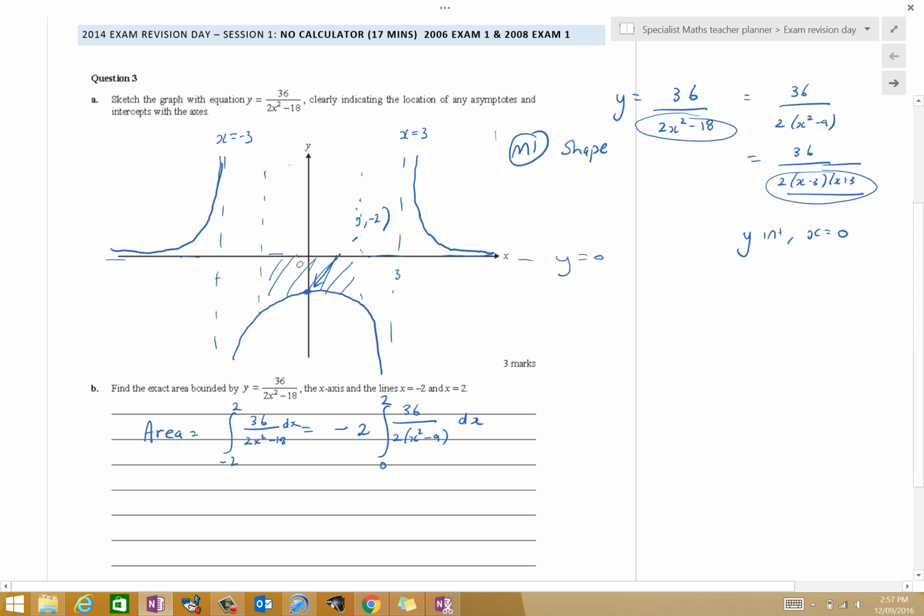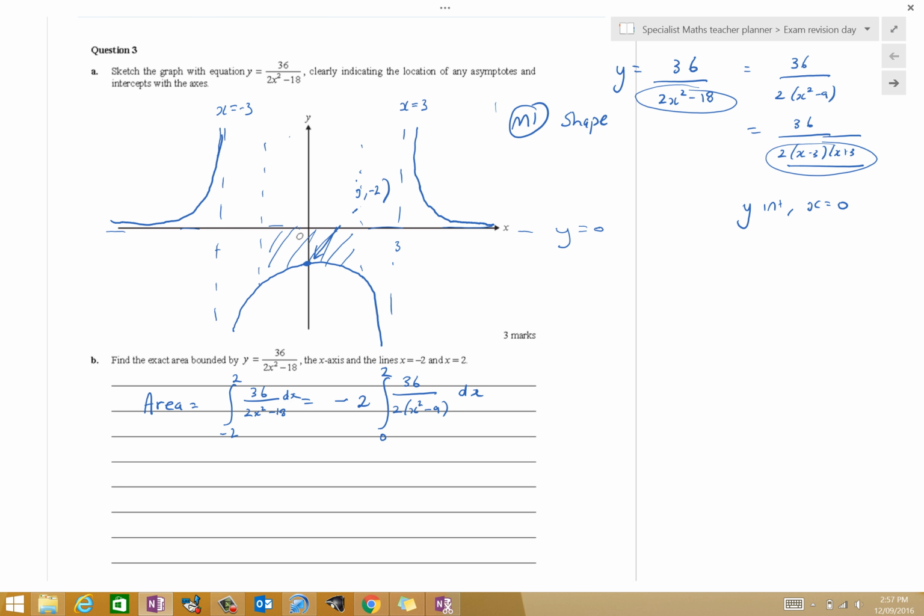Don't forget your dx's. Now, what I'm going to then do is take my constant out the front. Those two are going to cancel out. So my area is equal to negative 36, 0 to 2, 1 over x squared minus 9, which is x minus 3, x plus 3 dx. Now we're going to have to do what?